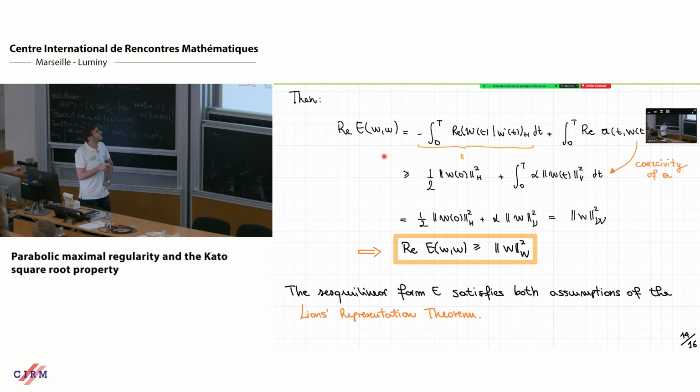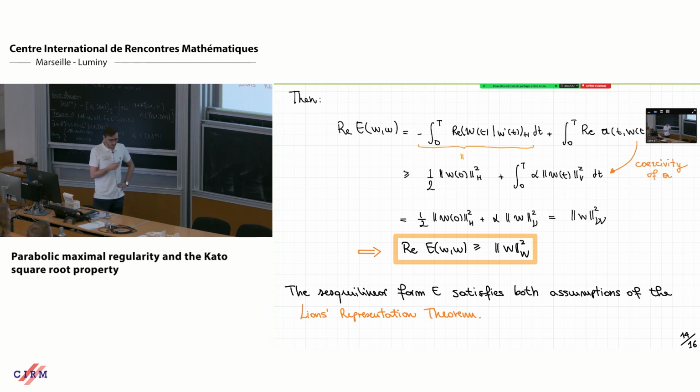If we want to prove the coercivity, we just evaluate the real part at (W, W). The first term is exactly what we just proved, which is 1/2 of the norm of W at 0 squared. And here, as I said before, appears the coercivity of the form A. So what we have here is exactly what we chose as the norm of W. This means that the form is coercive. So for the sesquilinear form, we have both assumptions satisfied.